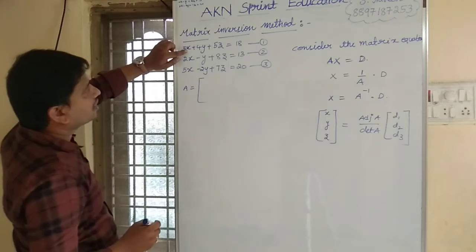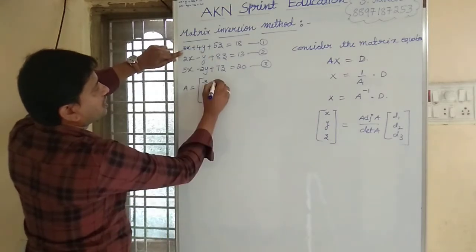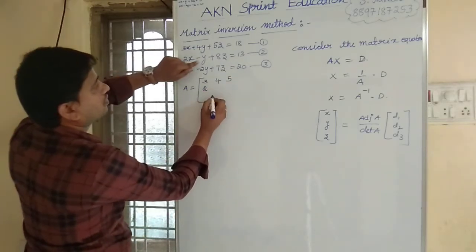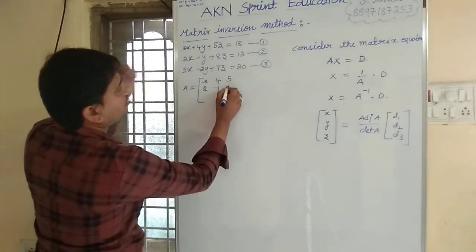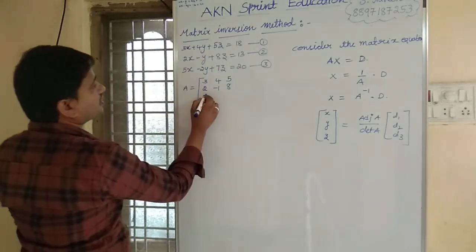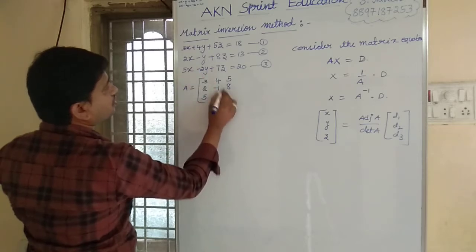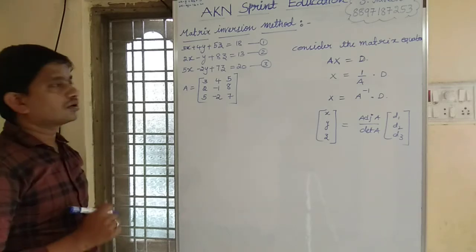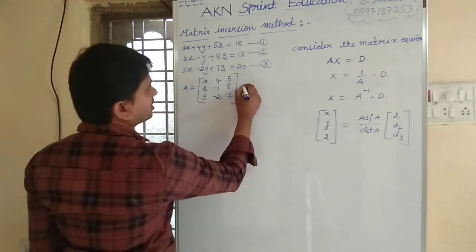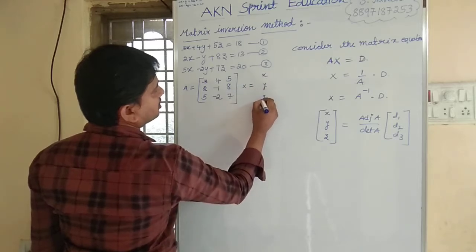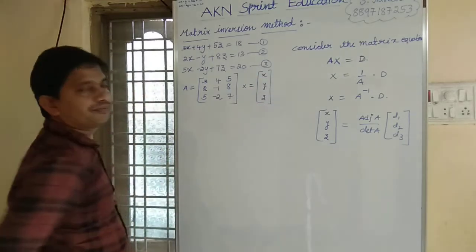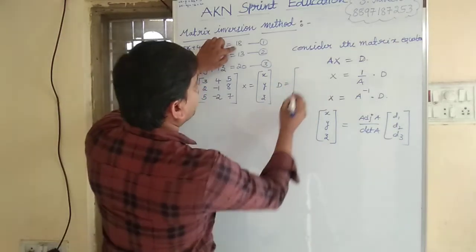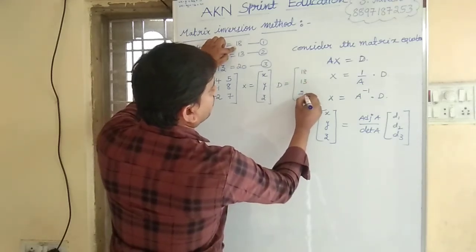the coefficient matrix. Here the x coefficient is 3, y coefficient is 4, z coefficient is 5, and here the x coefficient is 2, y coefficient is -1, z coefficient is 8. Here the x coefficient is 5, y coefficient is -2, and z coefficient is 7. So that is A, which is called the coefficient matrix. Next, what is X, children? X is [x, y, z]. This is called the variable matrix. Next, I have to find the constant matrix. They are 18, 13 and 20.